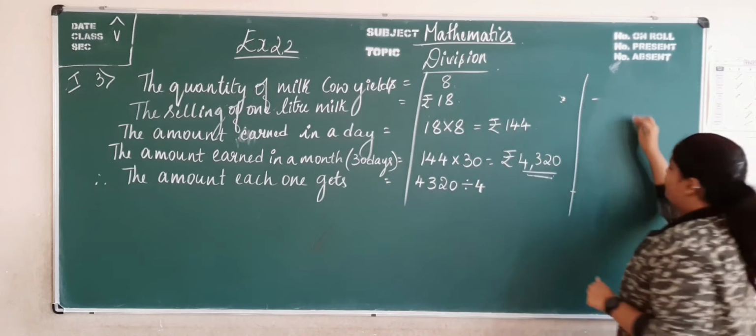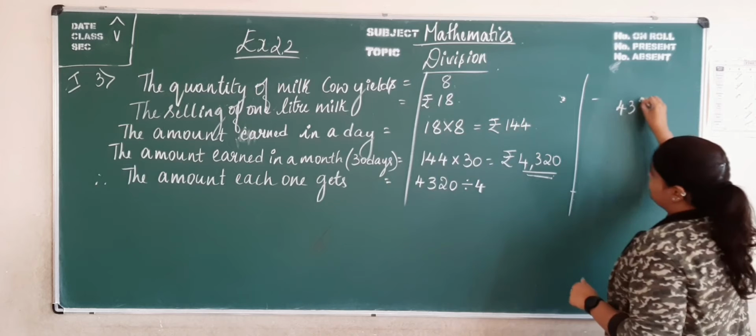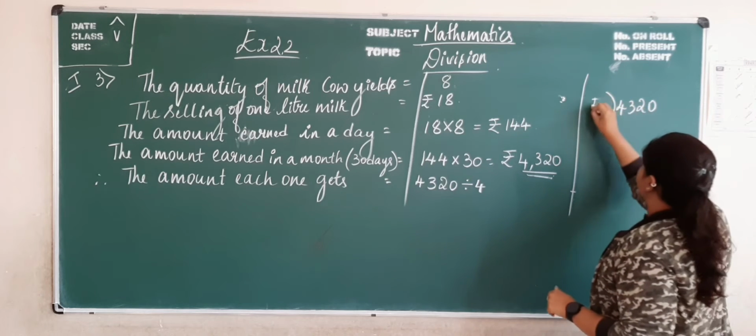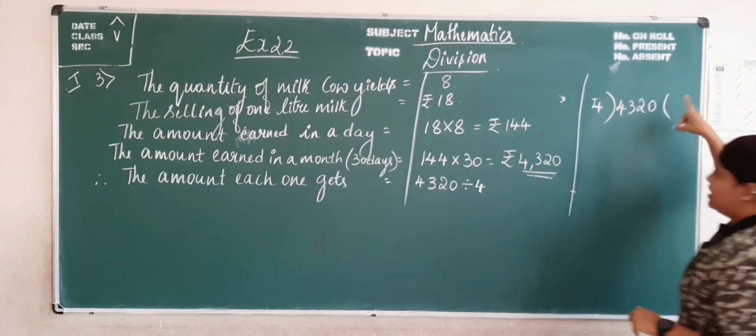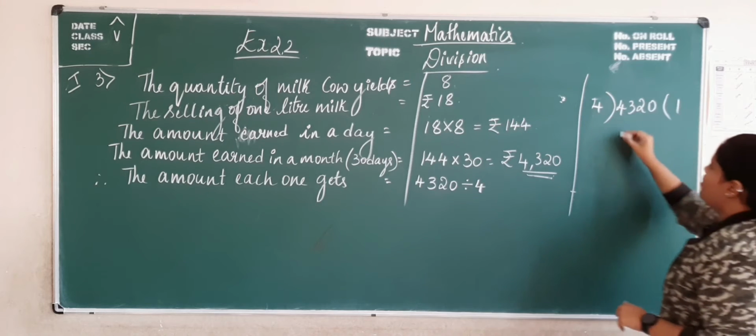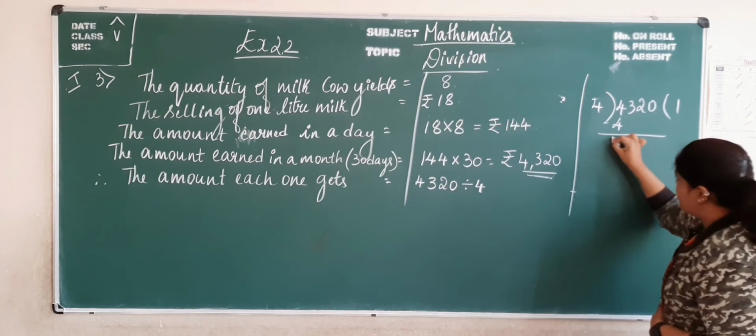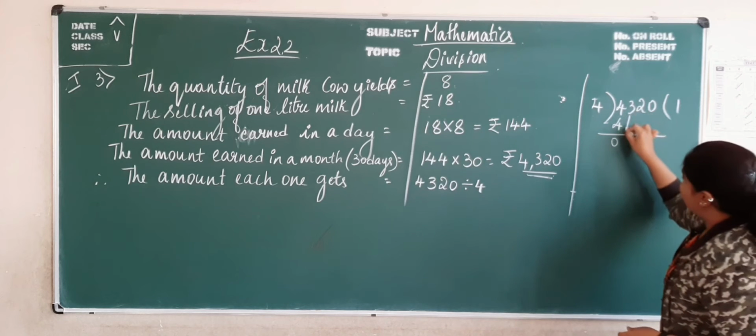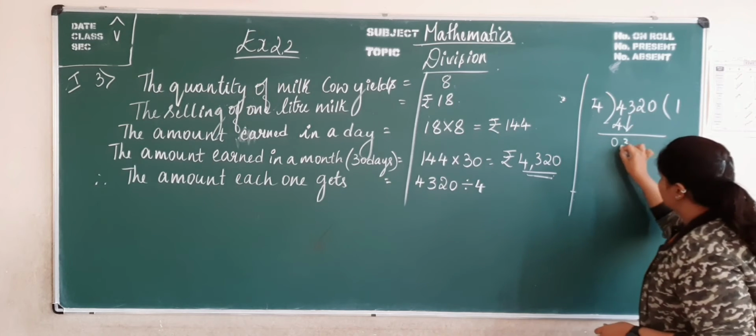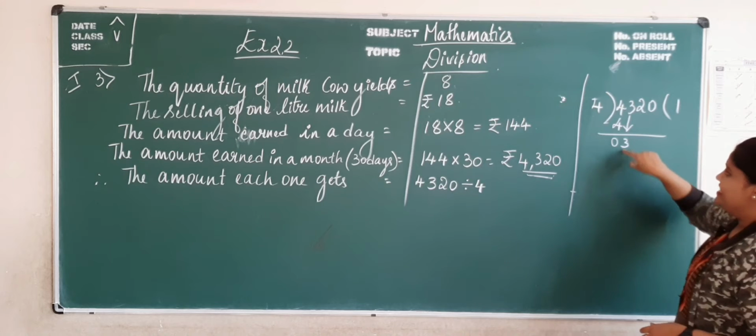Calculate along with me, okay? 4,320 divided by 4. Can I take 4 ones are? Yes. 4 ones are 4. So 4 minus 4, 0. After subtraction, I will bring 1 digit down. So I brought 3 down. So 3 is less than 4.